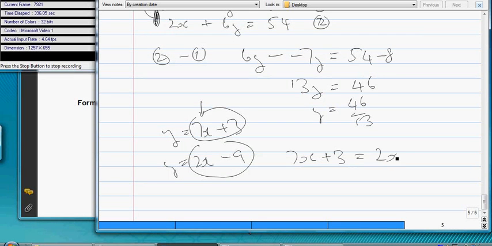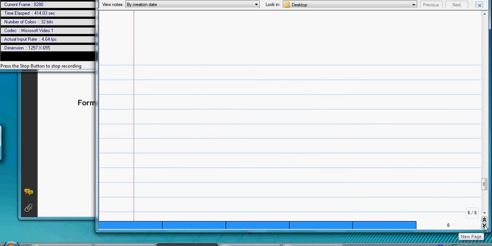So 7x plus 3 equals 2x minus 9, which makes it a very simple equation. 7x minus 2x is 5x. Take that 3 over, it goes minus 12, and I'm on a roll. x is equal to minus 12 over 5, which is minus 2.4. Okay? Now, you then have to find the value of the other unknown.